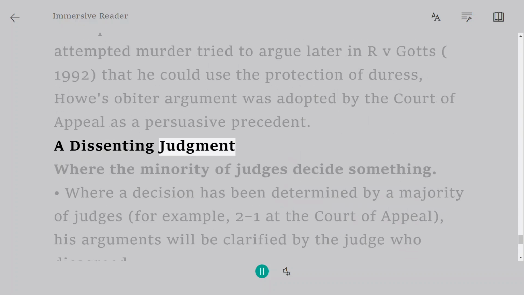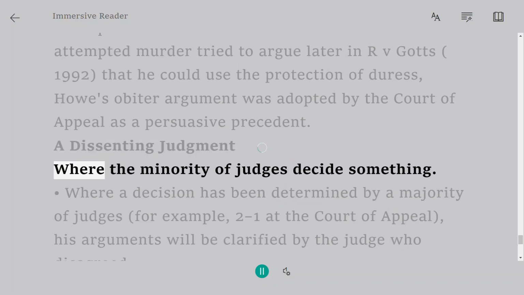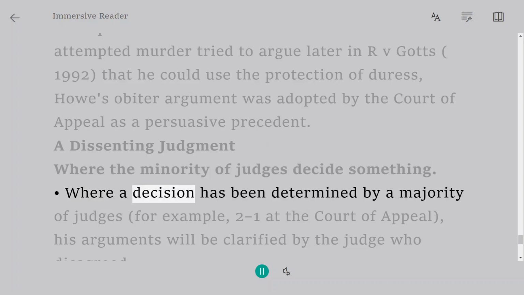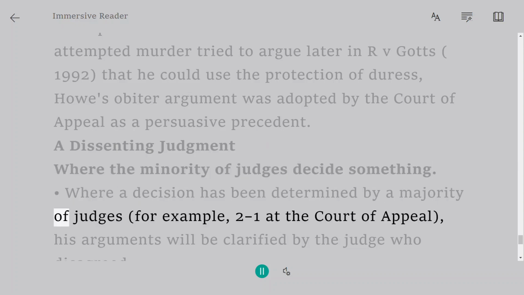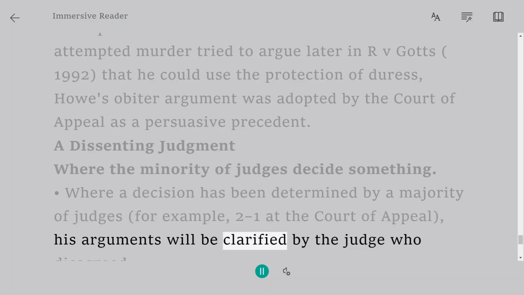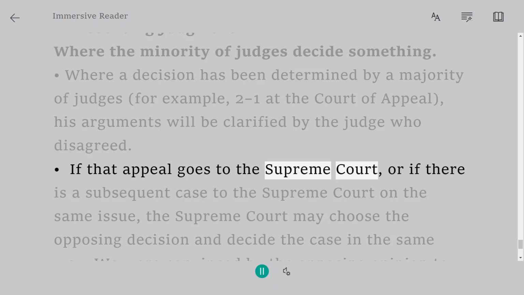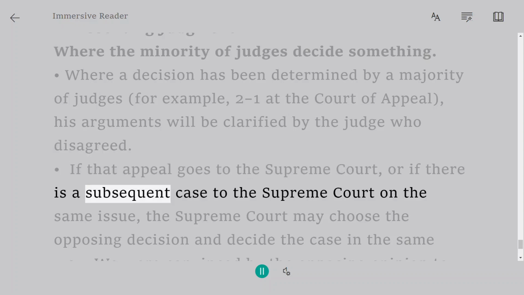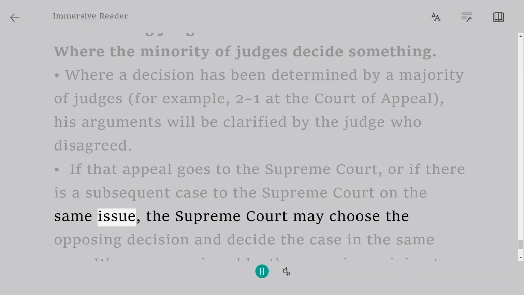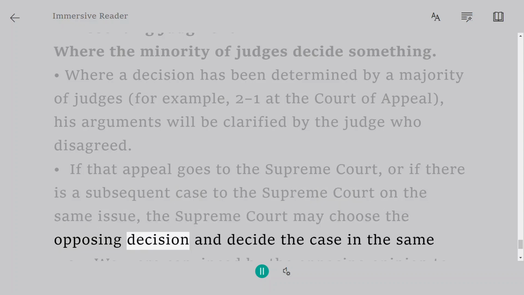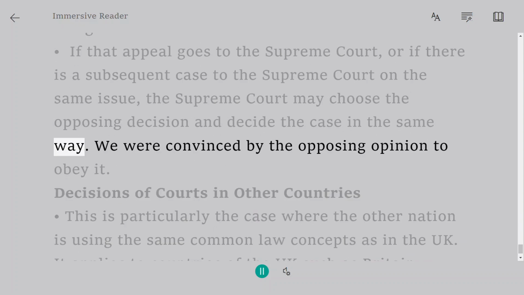Fourth, a dissenting judgment, where the minority of judges decide something. Where a decision has been determined by a majority of judges, for example, 2-1 at the Court of Appeal, the arguments will be set out by the judge who disagreed. If that appeal goes to the Supreme Court, or if there is a subsequent case in the Supreme Court on the same issue, the Supreme Court may choose the dissenting opinion and decide the case in the same way. They were convinced by the opposing opinion to follow it.